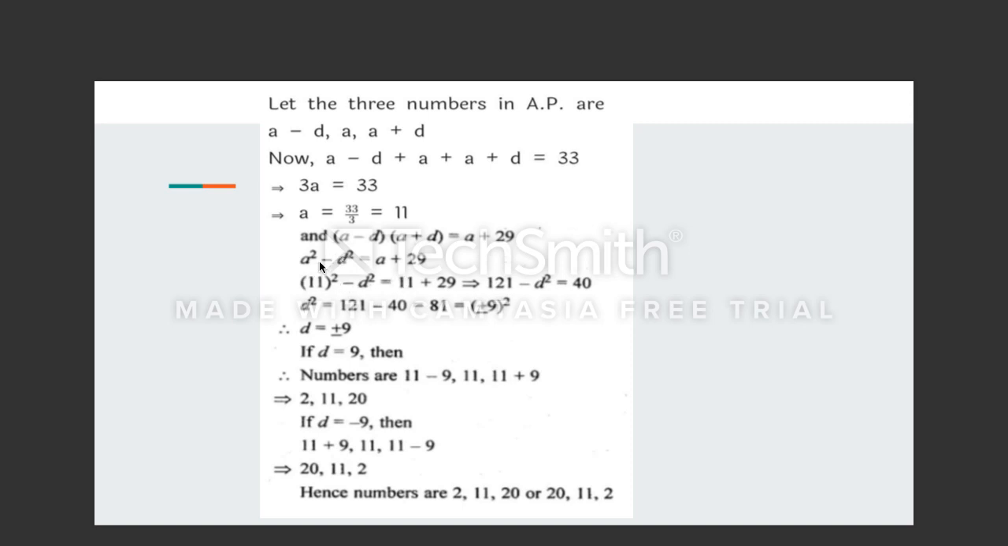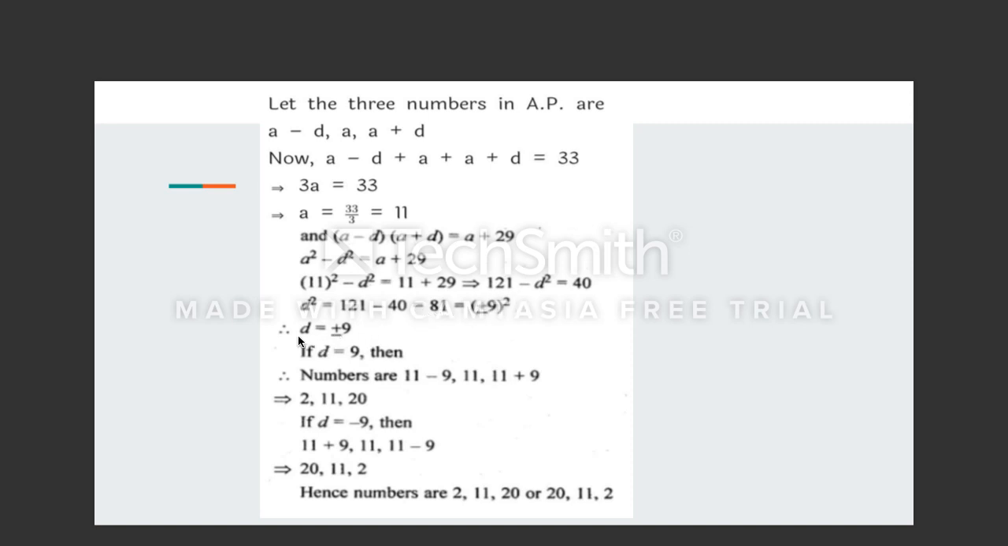Solve it out. What's the value of A? 11. Substitute it. It comes out 11 square is 121. Clear? Minus D square equals 11 plus 29, which is 40. So again I'm going to get D square is 81. So I'll get two values, because plus 9 square and minus 9 square, this is what I was explaining in the previous question. Both are same, that is 81.